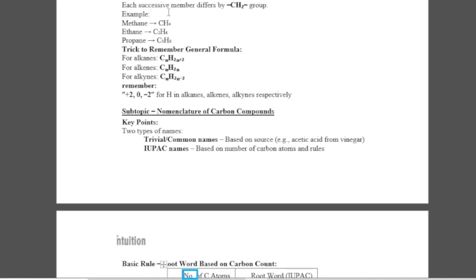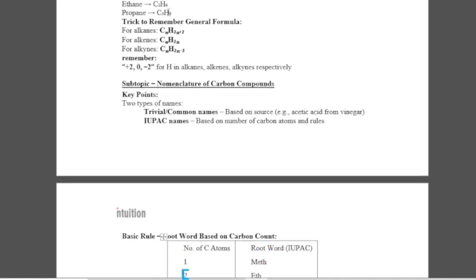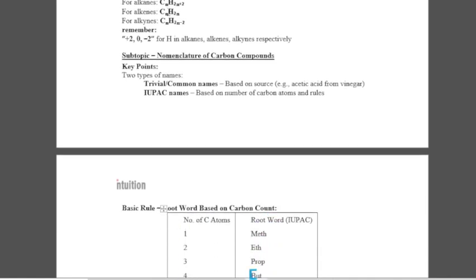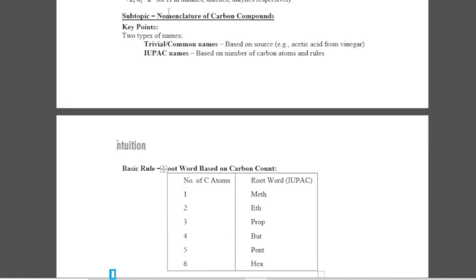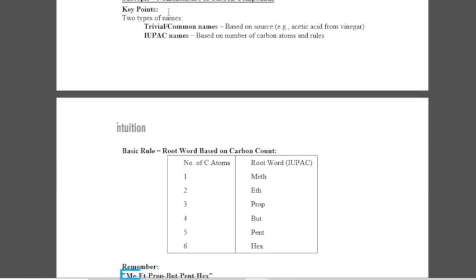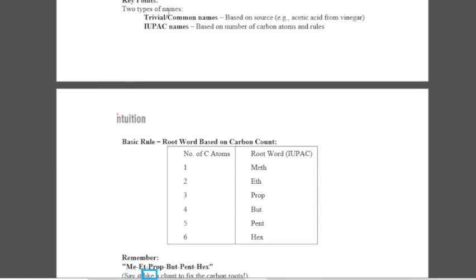Table, number of C atoms and root word: 1 meth, 2 eth, 3 prop, 4 but, 5 pent, 6 hex. Remember: me, et, prop, but, pent, hex. Say it like a chant to fix the carbon roots.